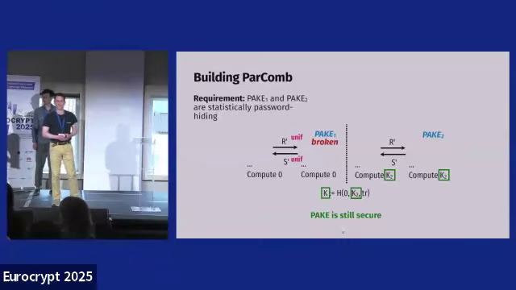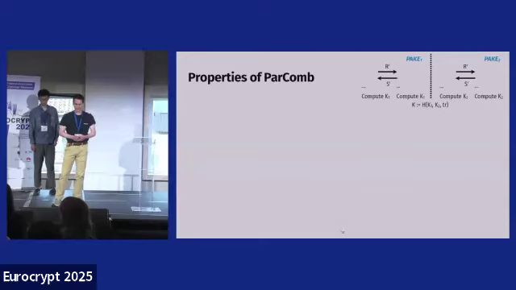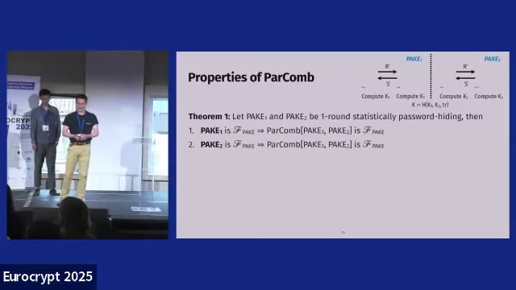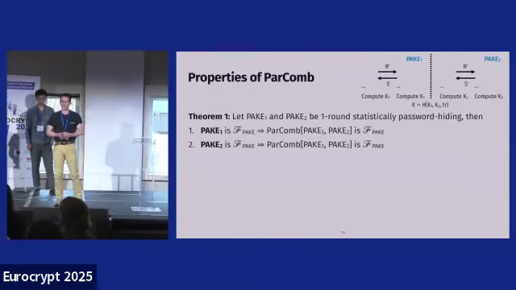So this actually works for a combiner. More concretely, and I'll leave some of this to the conclusion, we prove this in the UC model that if either one of these achieves the PAKE functionality, then the parallel combiner achieves PAKE functionality. So EKE satisfies this.